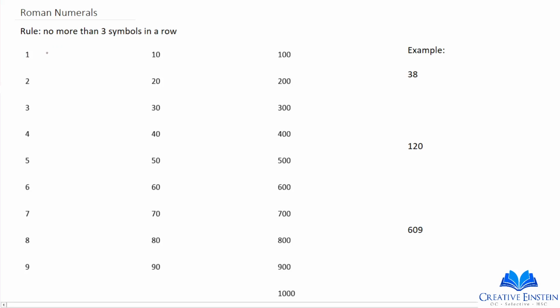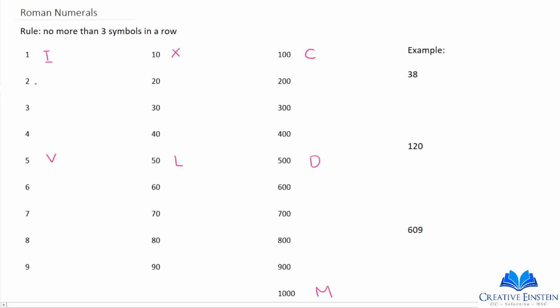So 1 is I, 5 is V, 10 is X, 50 is L, 100 is C, 500 is D, and 1000 is M. They're the really important letters, and that's only because all the other numbers are made from these core numbers or letters. So we've got 1, 10, 100, 5, 50, 500, and 1000.